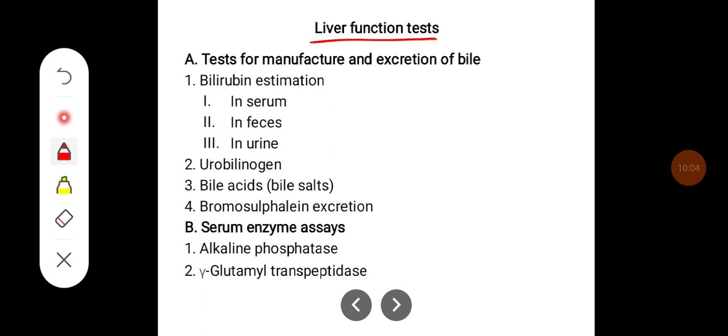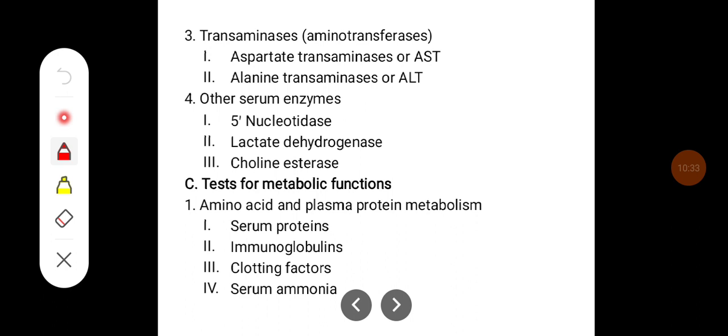Coming to liver function tests, there are tests for the manufacture and excretion of bile. That includes bilirubin estimation in serum, feces, or urine, the estimation of urobilinogen, bile acids, the bromosulfalein test, and also estimation of serum enzymes like alkaline phosphatase, gamma glutamyl transpeptidase, and transaminases, that is aminotransferases like AST and ALT, that is aspartate transaminase and alanine transaminase.